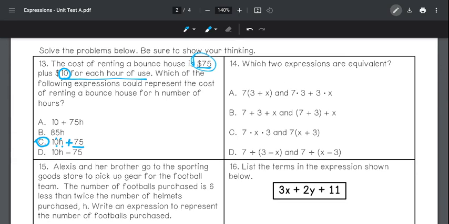14, which two expressions are equivalent? So 7 times 3 is 21. 7 times x is 7x. I get 21 plus 3 is 24 and 24x. Those are not the same answers. 7 plus 3 plus x is the same thing as 7 plus 3 plus x. That is our correct option.